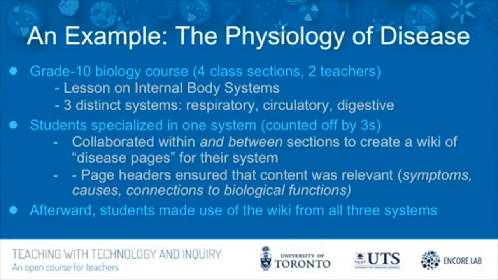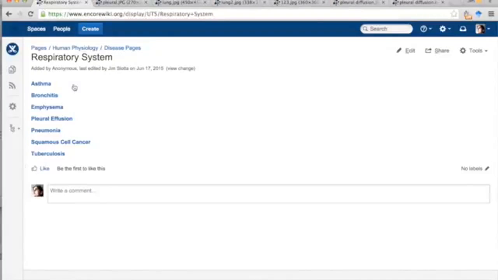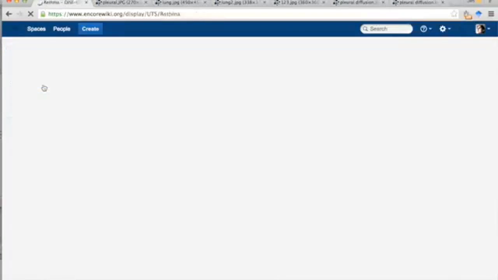We broke the kids into 3 specialist groups. So in each of the 4 sections, they counted off by 3s. 1, 2, 3. 1 was for respiratory, 2 was for circulatory, and 3 was for digestive diseases. We told them that they'd be specializing in that area, and that their job was to create a wiki of diseases in their body system area. So respiratory diseases would include emphysema and asthma.